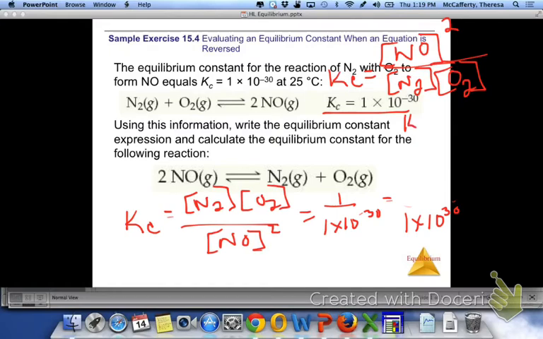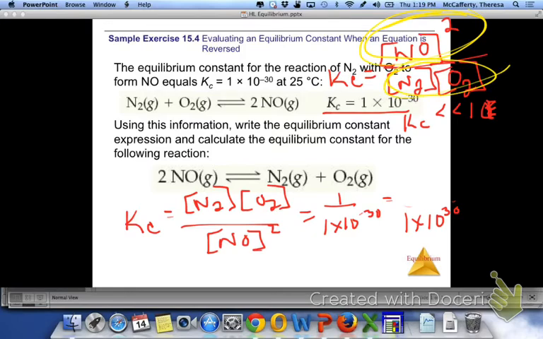Now, this Kc for my original, is that much greater or much less than 1? 10 to the negative 30th? It's much, much smaller, yes? So it's much smaller than 1. Looking at this expression, what does it mean that this number up here is very small? That's the concentration of the products. Conversely, that means this number is probably pretty big. That's the concentration of the reactants.